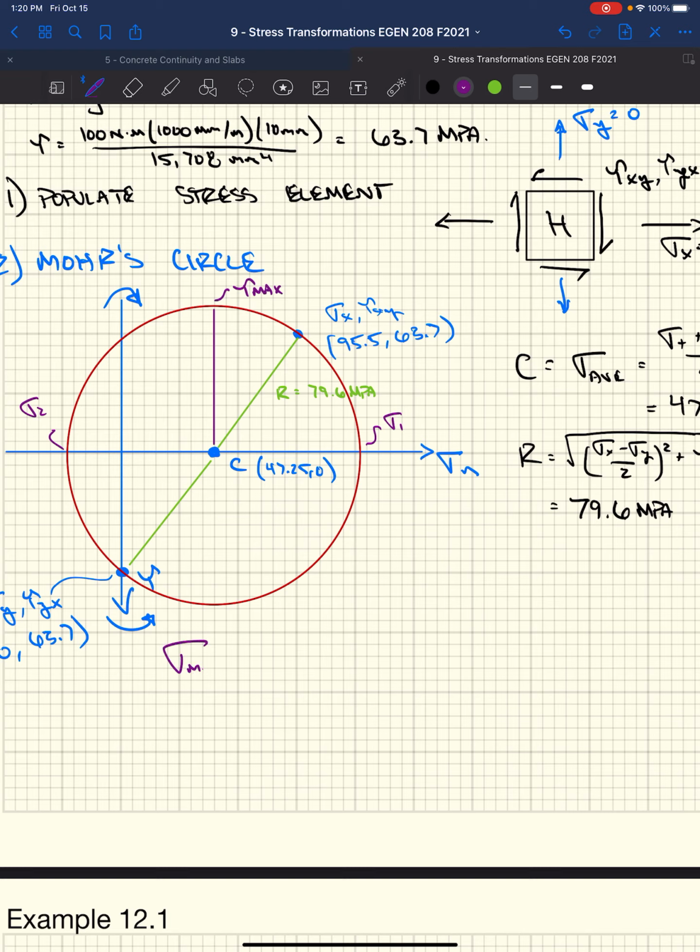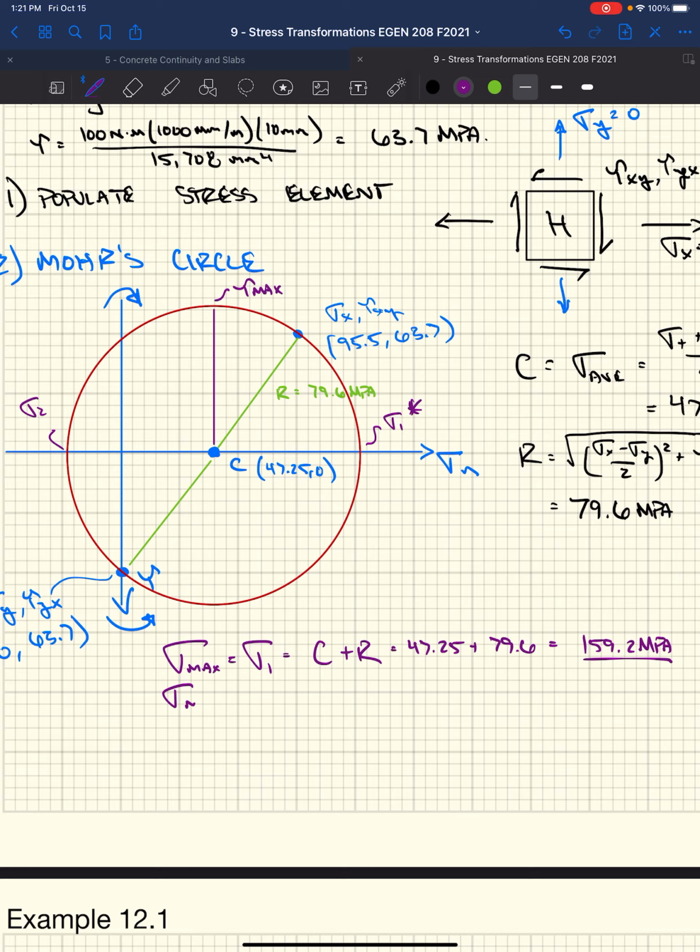So our max stress, or sigma 1, equals our center plus the radius, right? So we have 47.25 plus 79.6. We get 159.2 megapascals, right? That's our sigma 1. That would be this value right here.